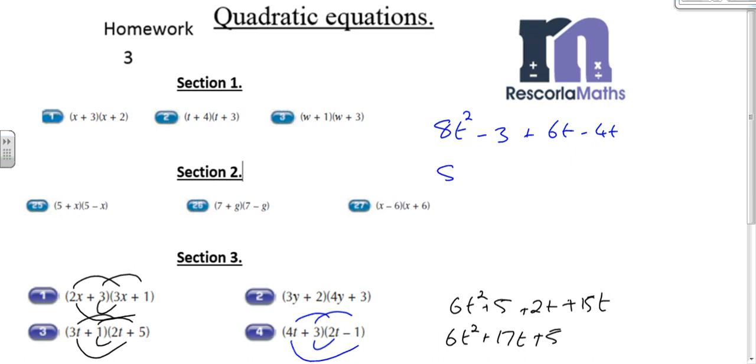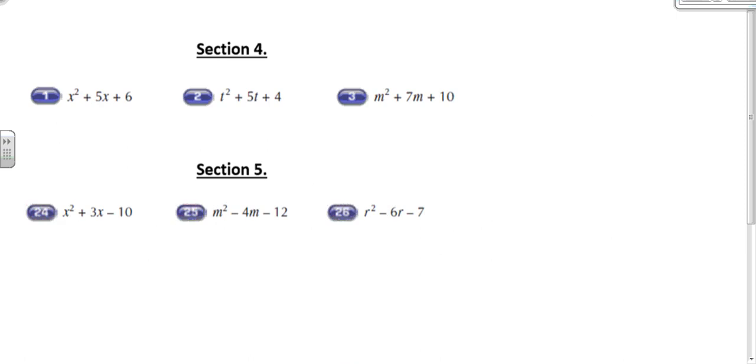You're then going to simplify it. So 8t squared plus 6t minus 4t is plus 2t. Then you've got the minus 3 on the end. 8t squared plus 2t minus 3. Well done if you got that. Next is we've got to do the exact opposite. We've got to factorise these ones.